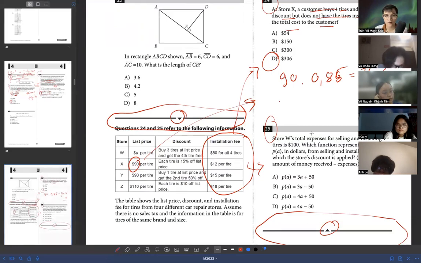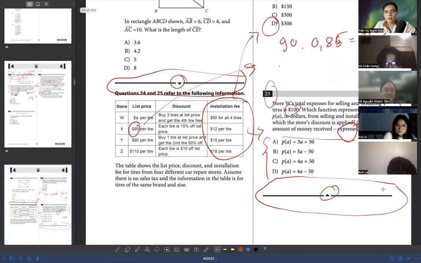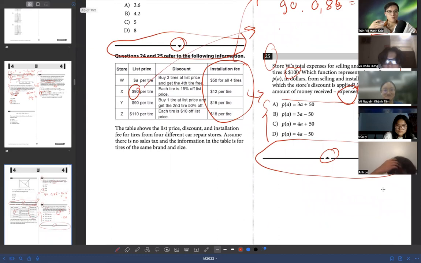And the next one is 25. It looks a bit difficult because it's about profit and the text is quite long, so it seems difficult, isn't it? Store W's total expenses for selling and installing tires is $100. Which function represents the profit? And they give us that profit is the total amount of money received minus the expenses. So expenses by default is minus 100, isn't it? And you're going to have to add up the money received. Money received is basically the fees and prices after discount.